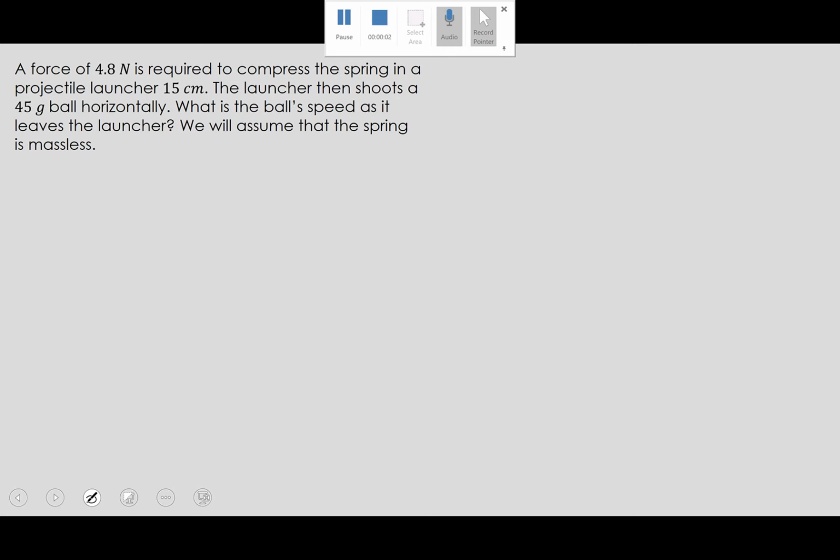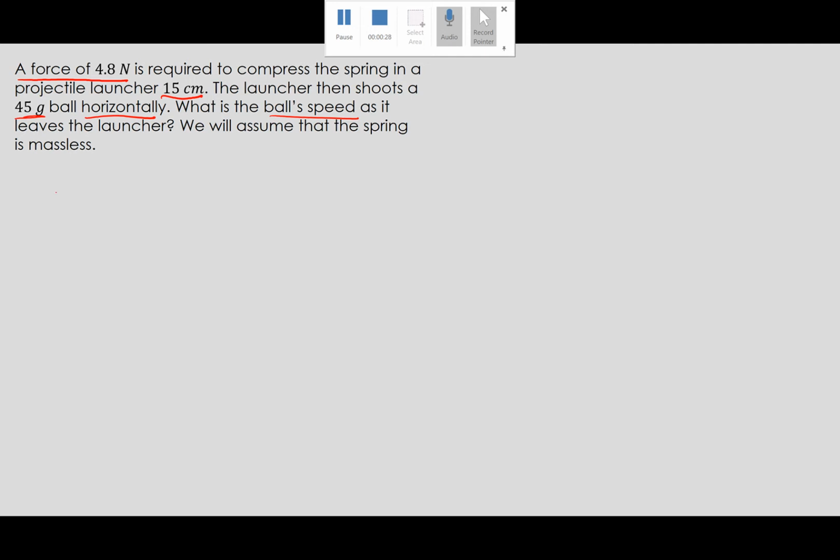So we are going to go ahead and look at example 5 from lesson 9 in AP Physics. We're given a couple pieces of information from the problem. We're given the force required to compress the spring by a certain amount. All right, and then that in a launcher, the launcher is then going to launch a ball of a particular size horizontally. We're looking specifically at the ball's speed when it exits the launcher.